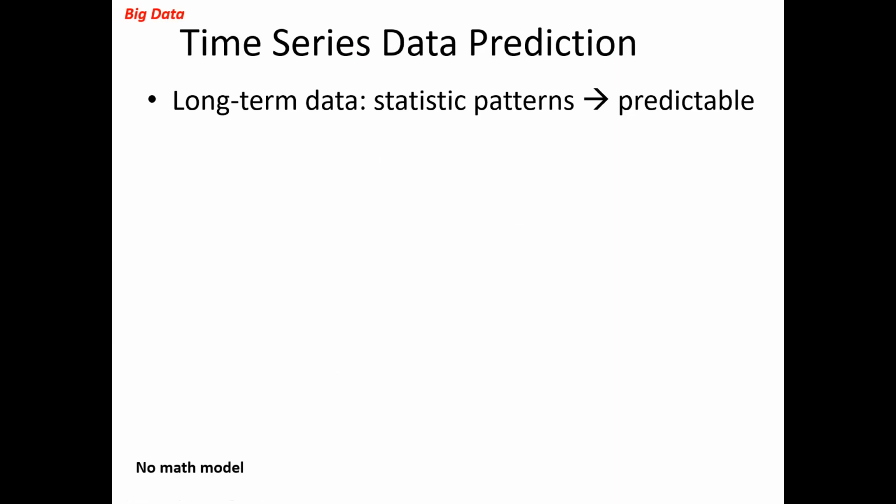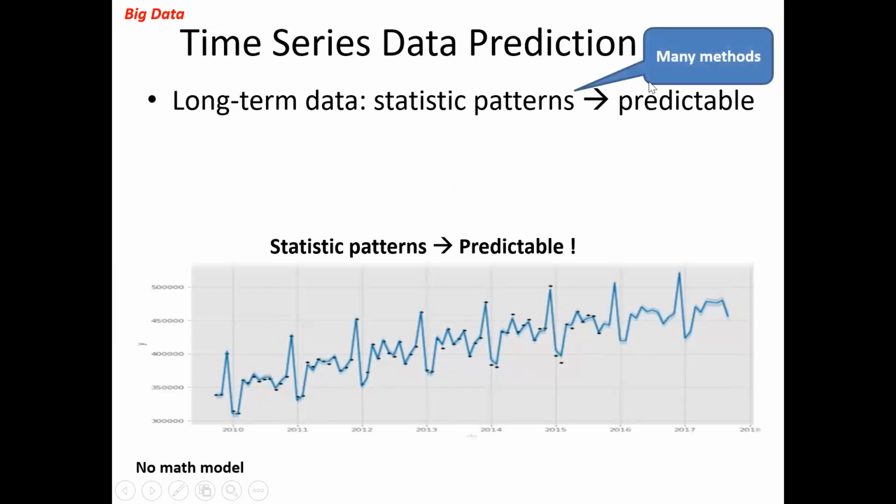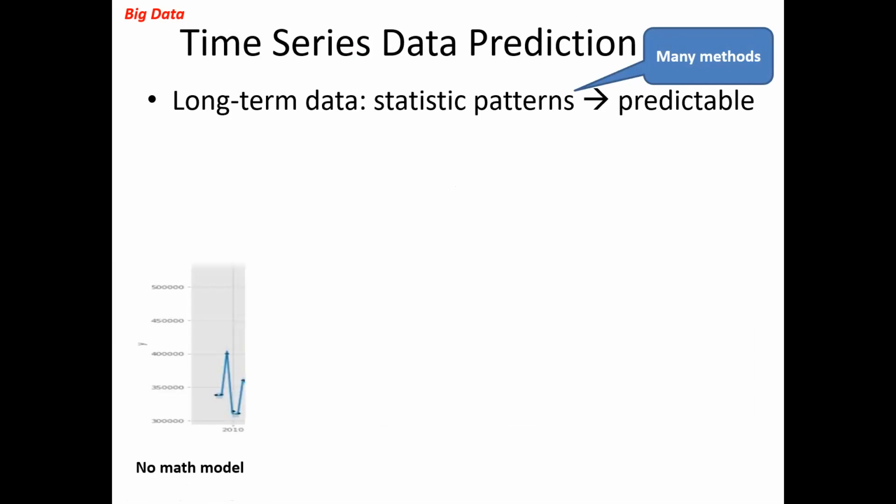The first is time series data prediction. If we have long-term data like this one, then we can find a statistical pattern. As far as up here, we know it's going to be here, so we can make a prediction. There are so many approaches: regression, machine learning, deep learning. We can learn knowledge because we have statistical patterns. But the problem is that we only observe a very few time points, and there's no statistical pattern.